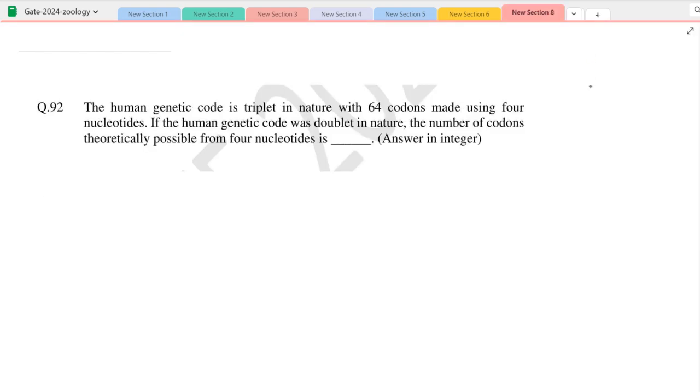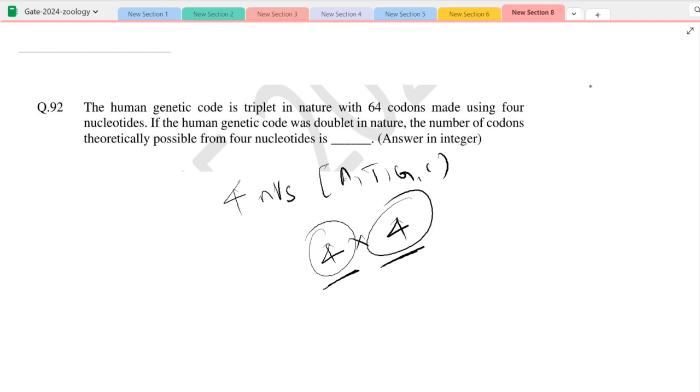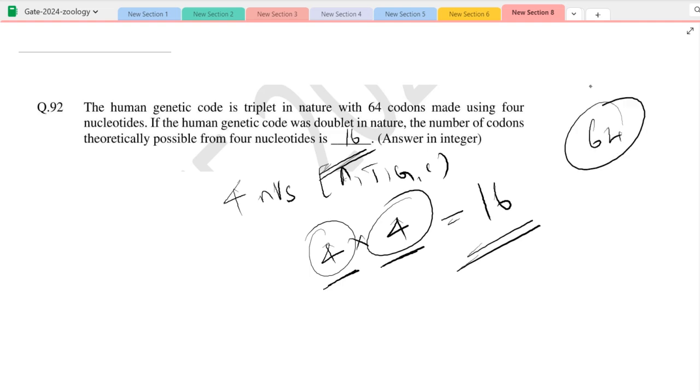The human genetic code is triplet in nature with 64 codons made using 4 nucleotides. So you have 4 nucleotides, and you have A, T, G, C. So if the human genetic code was doublet in nature instead of triplet, the number of codons theoretically possible for four nucleotides is what? So here you now have only doublets. So in that case, it's going to be 4 into 4, because you have four possibilities here and another four possibilities here. So that's going to be 16. So the correct answer here is the integer 16. This is a very simple question if you know how the 64 codons were actually derived. Moving on to the next question.